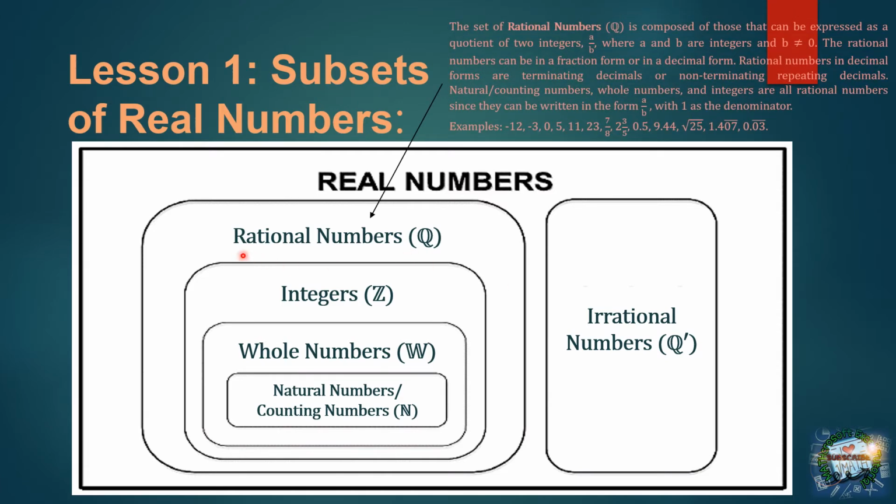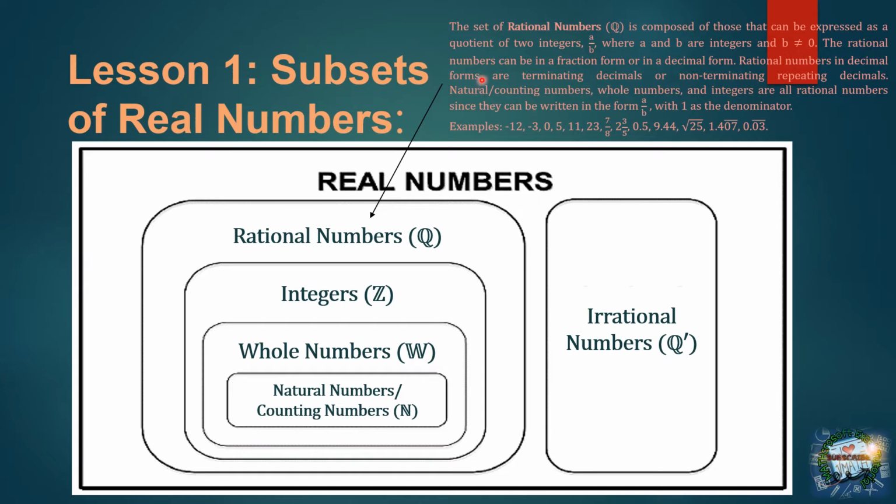Okay, ano nga ba yung rational numbers? So the set of rational numbers is composed of those that can be expressed as a quotient of two integers. Tama, no? So pag sinabi natin rational numbers, pwede natin siya express as A over B. At ano yung A and B? Those are integers, pero ang B should not be equal to 0.